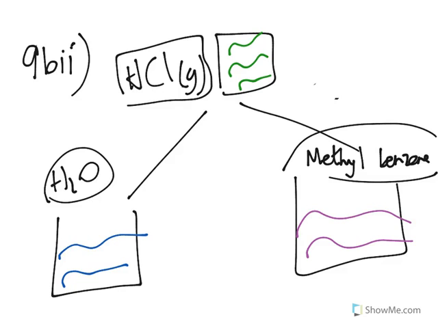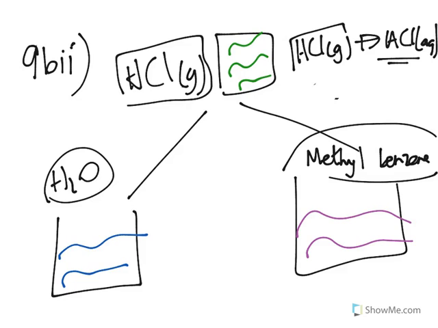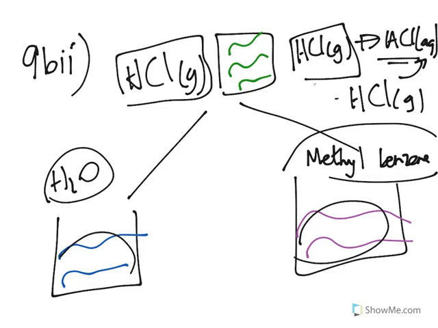Now to do this, I will explain HCl gas's reactions in water and methyl benzene. So in water, HCl gas becomes HCl aqueous, which is basically hydrochloric acid. But in methyl benzene, this doesn't happen. It doesn't form an aqueous solution, and it just stays as HCl gas. So that means that no acid is produced in this one, whereas acid is produced in this one. So now we'll use this knowledge to answer the question.